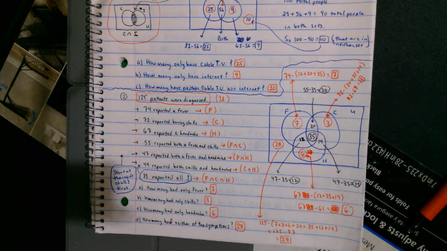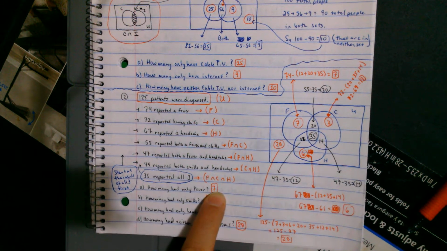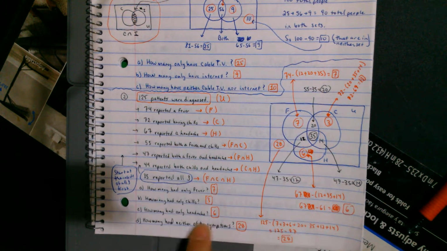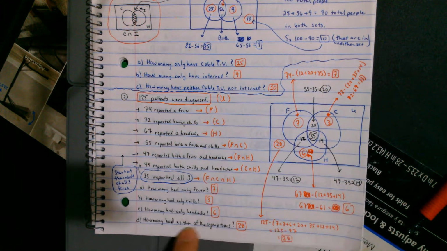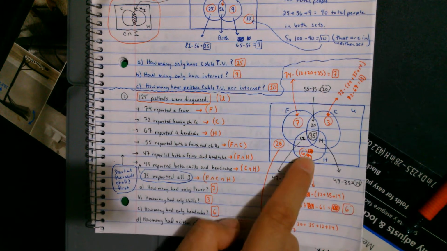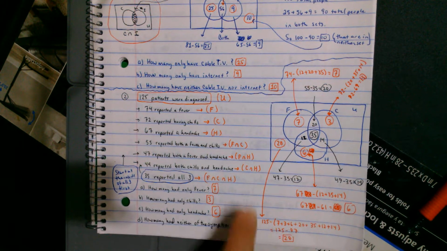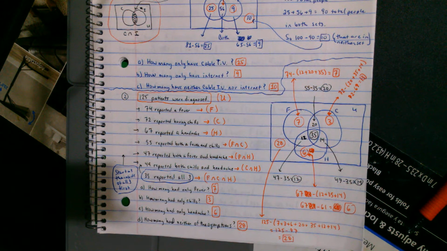So the question asks, how many had only fever? These are the ones that had only fever, 7. How many had only chills? These are the people that had only chills. How many people had only headaches? These are the people that had only headaches. And how many people had neither of the symptoms? That's this little region. So Venn diagrams help you set up little application problems with sets.